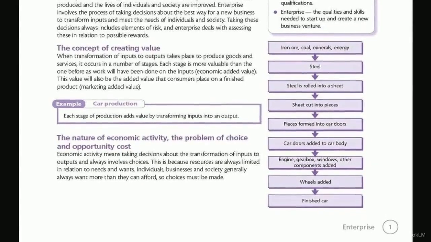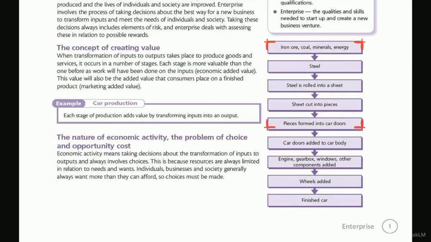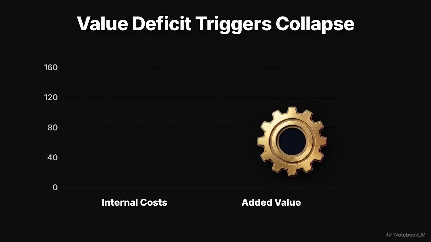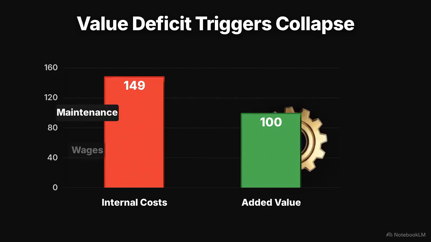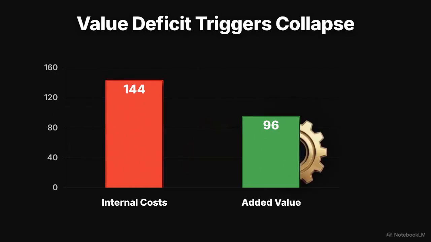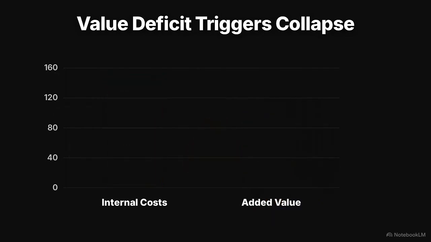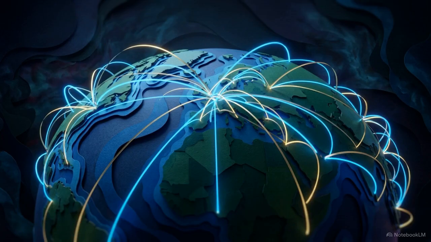Each stage increases material value. Raw iron ore is transformed into steel sheets, then car doors, and eventually a finished car. If a business cannot add enough value to cover its internal costs, like wages and machinery maintenance, the transformation engine collapses. This cycle of adding value is how modern society addresses the problem of global scarcity.